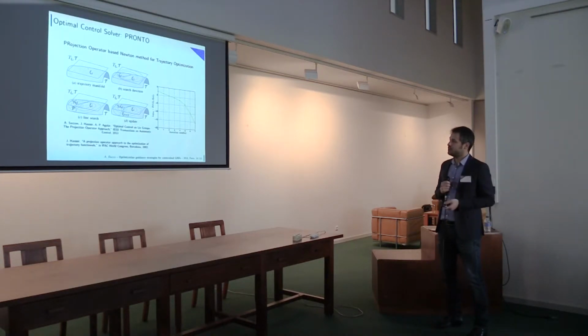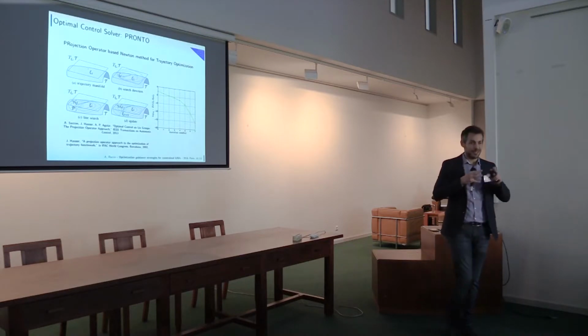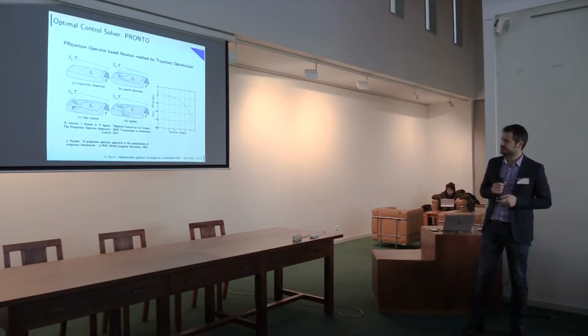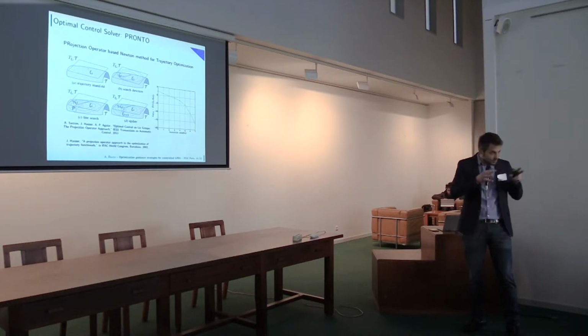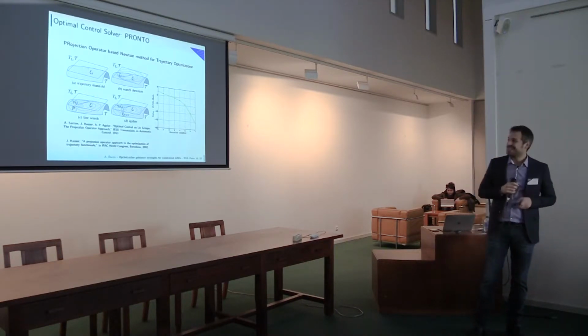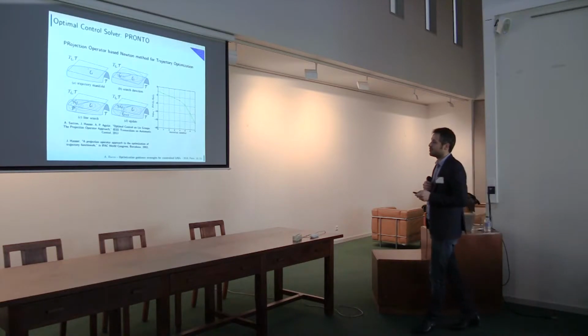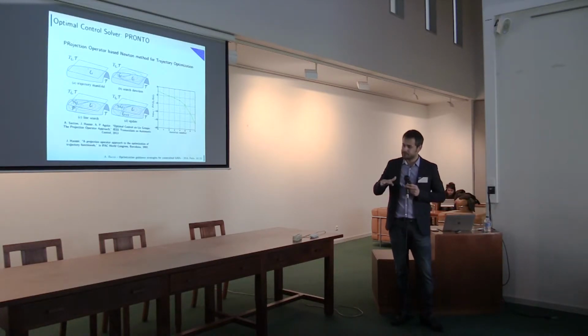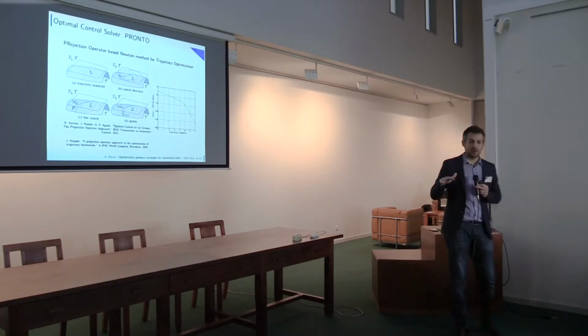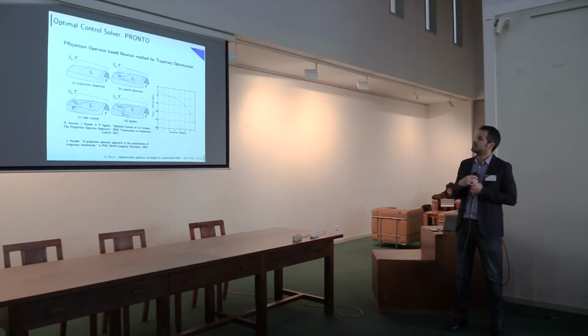So this is PRONTO, just the big picture of how it works. We have the trajectory manifold of our system. It can be something very complex. We start from a trajectory C of our system, so it satisfies the dynamics of our system. We compute some kind of approximation of our system, so this linear approximation of the manifold, this plane.